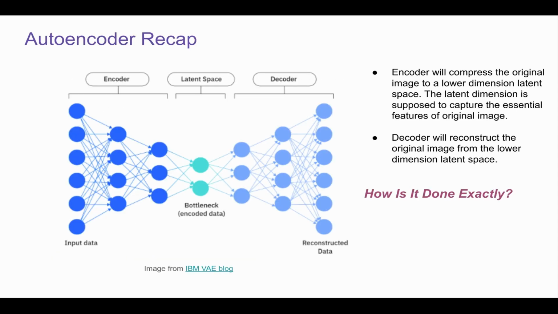Let's do a quick recap on AutoEncoder. This is the architecture of AutoEncoder. It has an encoder, a bottleneck, and also a decoder. In the bottleneck, the data is encoded in the latent space. So the encoder will compress the original image to a lower dimension latent space. The latent dimension is supposed to capture the essential features of the original image. And the decoder will reconstruct the original image from the lower dimension latent space that's supposed to capture all the essential features. So how is it done exactly?